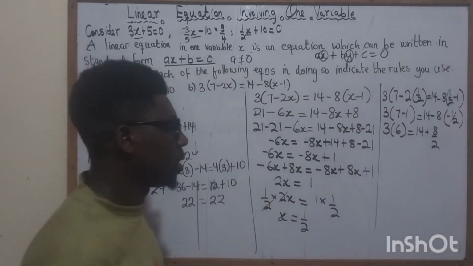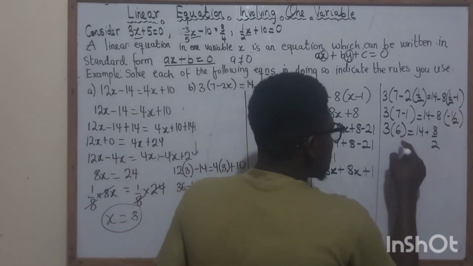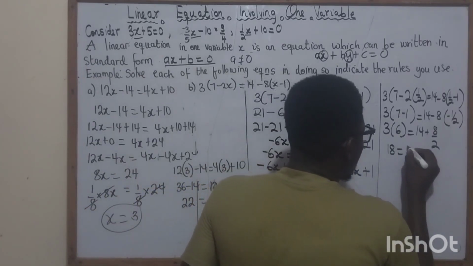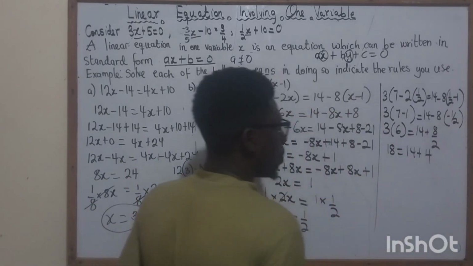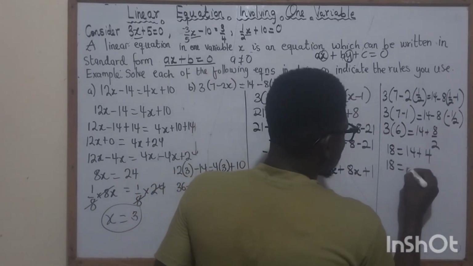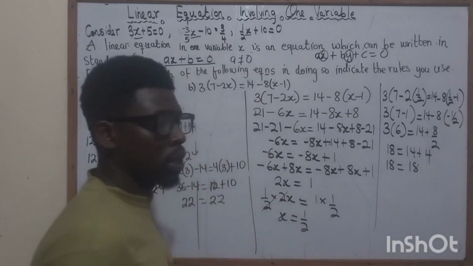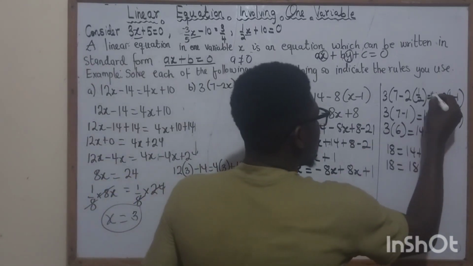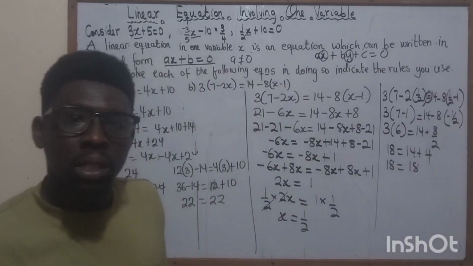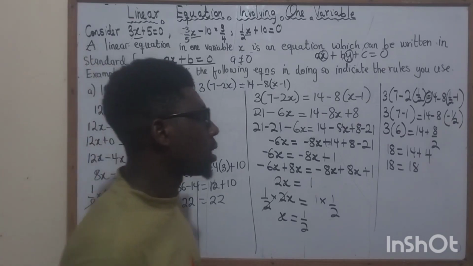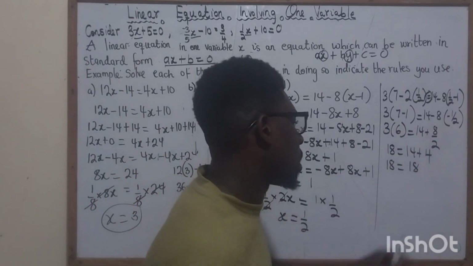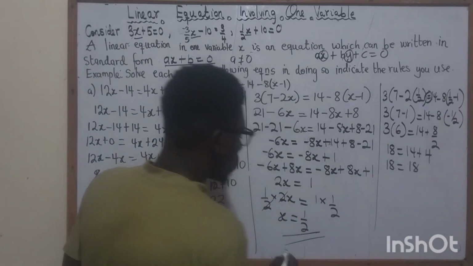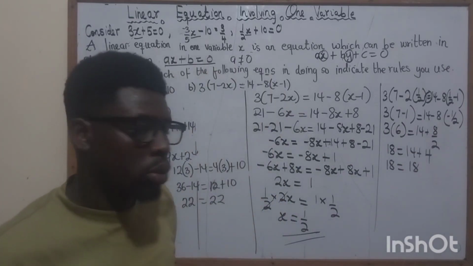So 3 times 6 will give me 18. So I have 14 plus 4, since 2 goes into 8 four times. All right, 18 is equal to 18. So it clearly tells us that the equality still holds. It means that the left-hand side being equal to the right-hand side makes x equal to 1 over 2 a true statement.